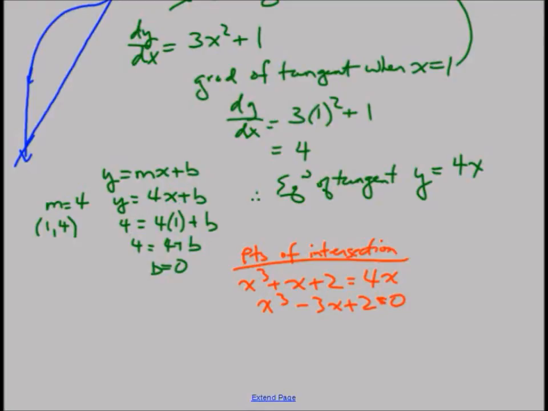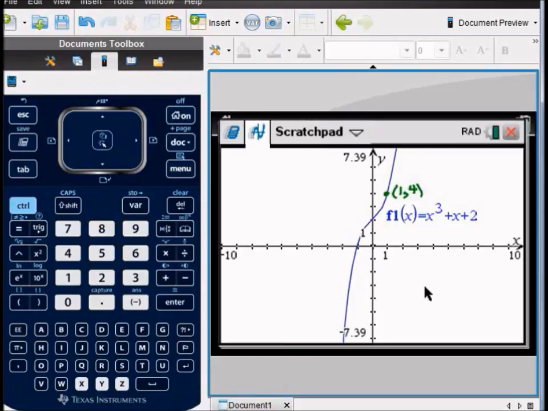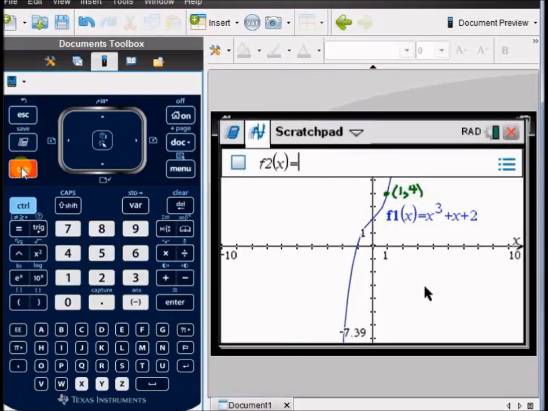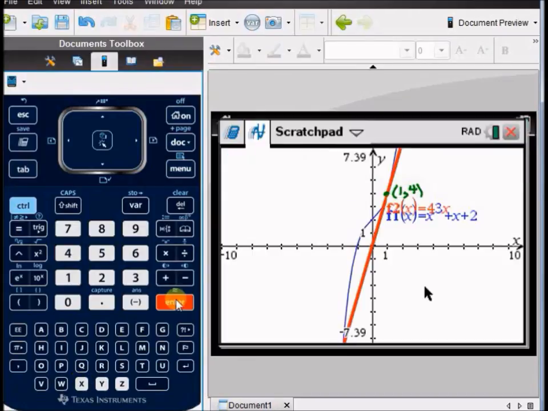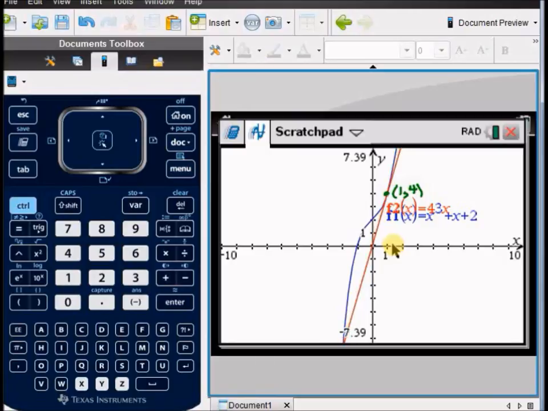So let's use our graphing calculator. And we've got this graph. We also have this graph. And where do those intersect? So we'll graph a second graph, tab, y equals 4x, enter. And there we have it. And we've got another point of intersection down here. So we need to zoom out a little bit.